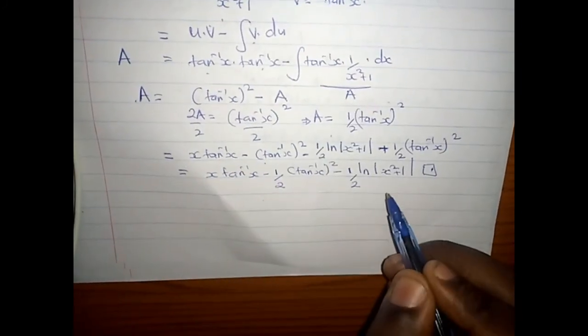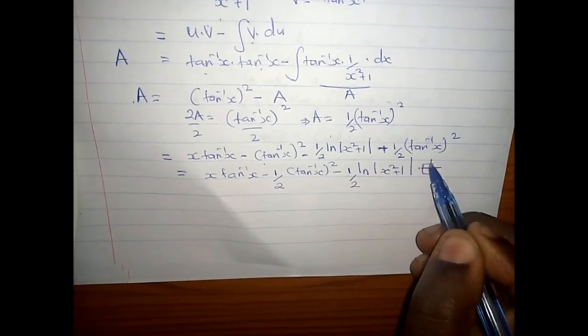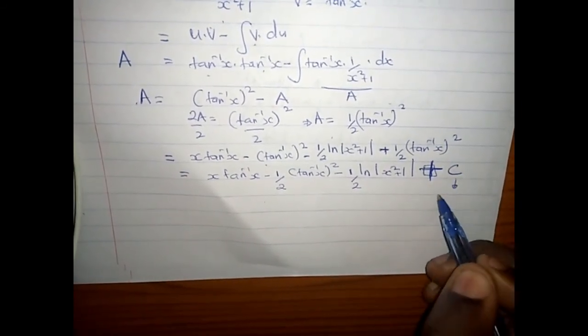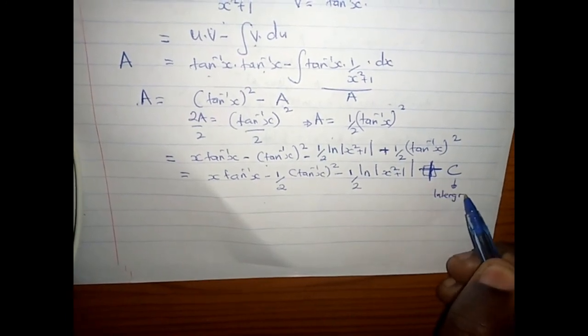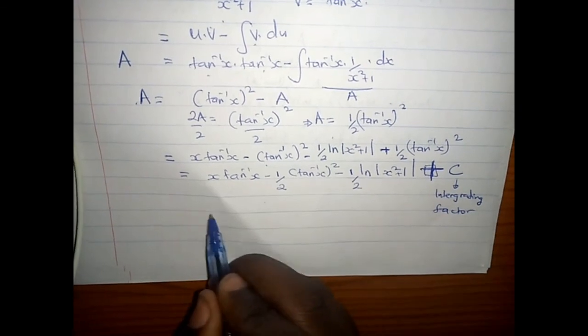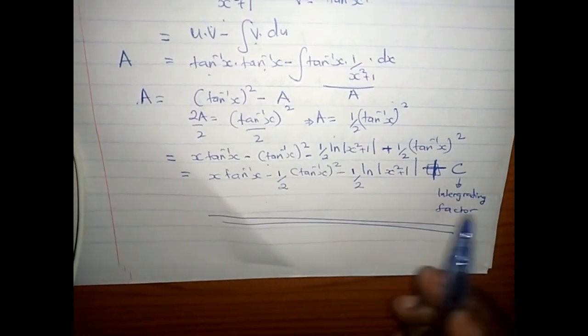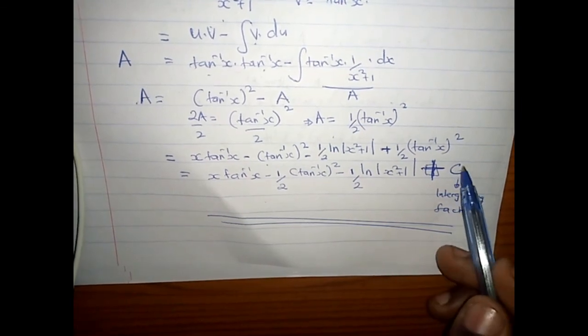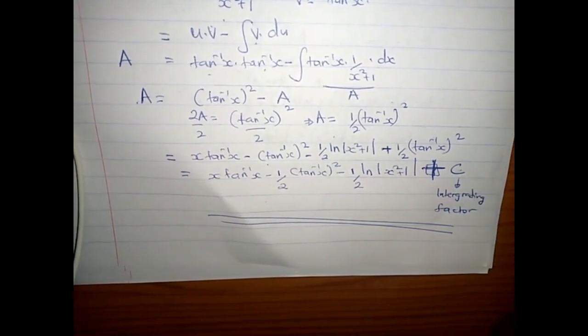So after getting this answer, you don't forget writing your integration constant. So plus C is the integration constant. So this is our final answer. This is the equation, this is plus C, whereby the C is the integration constant.